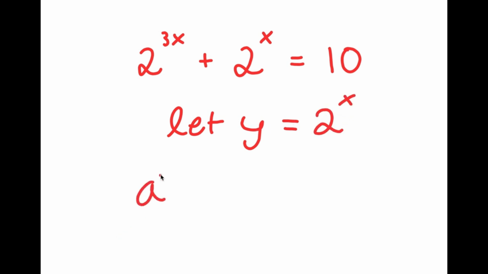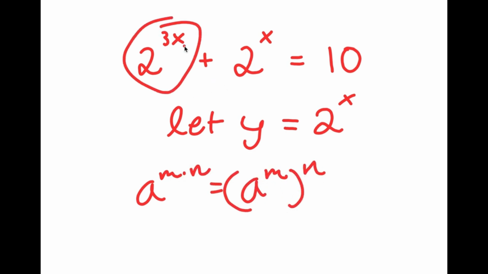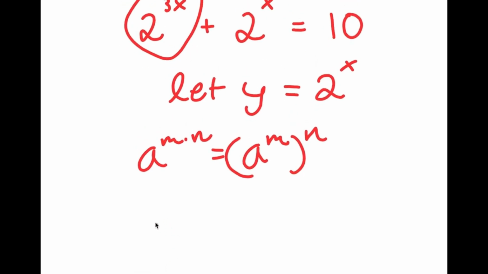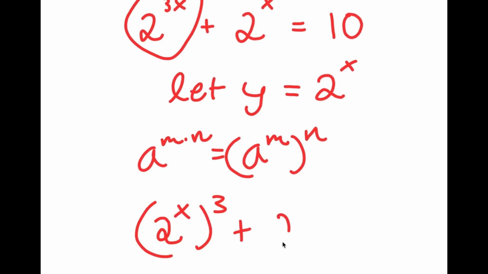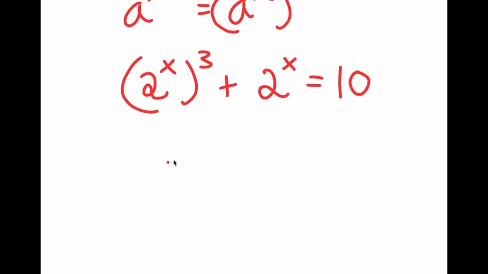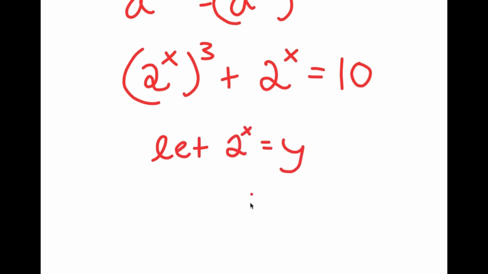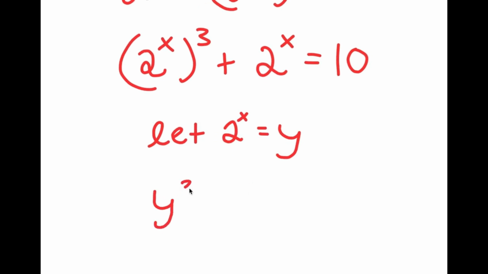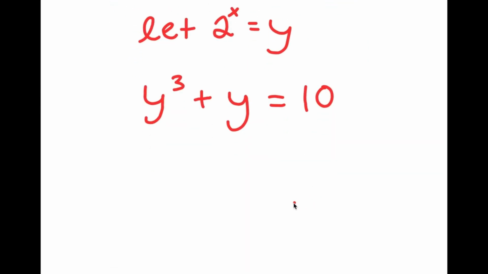Now, if I have something in the form a to the power of m times n, this is equal to a to the power of m to the power of n. So 2 to the power of 3x is going to equal 2 to the power of x to the power of 3. Now I have this plus 2 to the power of x is equal to 10. Now I'm going to let 2 to the power of x equal the variable y. So I get y to the power of 3 plus y is equal to 10.